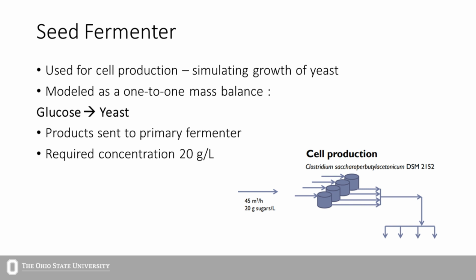As I mentioned before, part of the glucose water mixture will be taken to seed fermenters for the growth of cells used in the primary fermentation. The correct cell strain for this is Clostridia, but in this assignment we will model it as yeast.